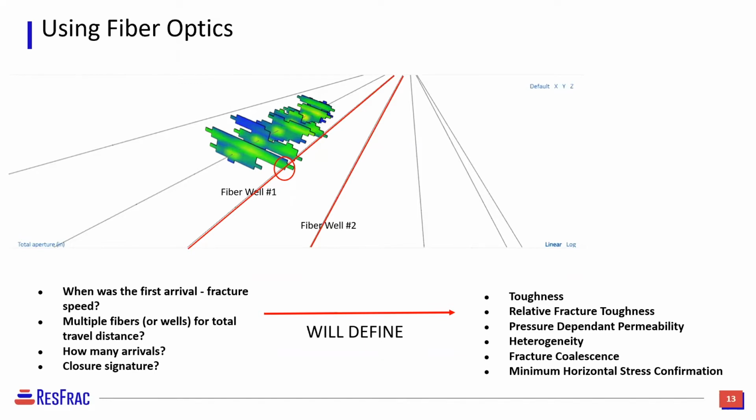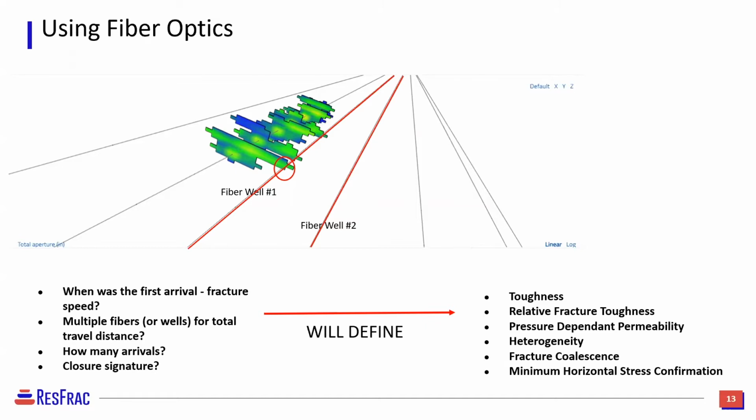And then finally, if you can see on your fiber plots, your waterfall plots, a closure signature, that goes a long way to understanding how fast these are closing. All of those are going to go to defining, one, the toughness. Lower toughness is going to allow these fractures to travel longer and faster. Relative fracture toughness, lower numbers, does the exact same thing. Pressure dependent permeability is going to allow your fractures to close faster. It's also going to propagate your fractures faster.